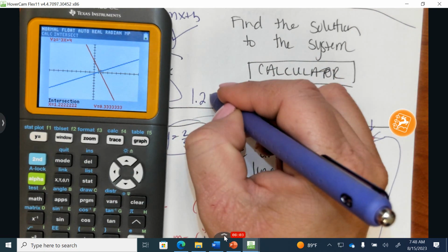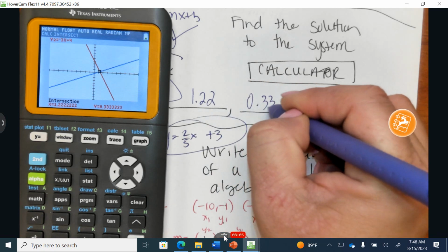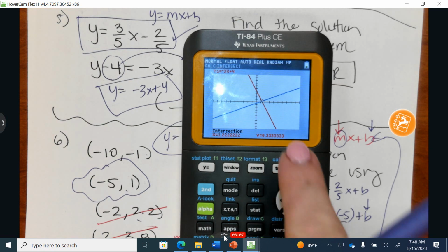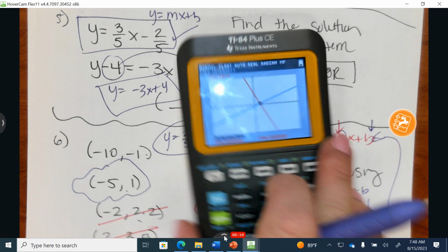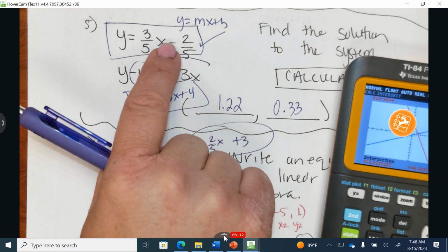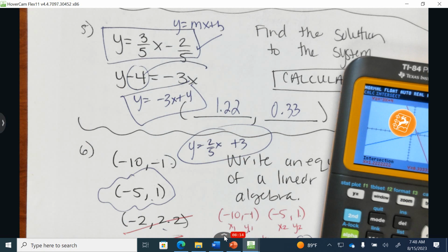Rounded to the nearest hundredth, we have 1.2, and I'd be okay with 2 repeating, but rounded to the nearest hundredth is 1.22 and 0.33. This is the exact point, so only one unique point exists that will work for an input and output value for both the top and the bottom equation.